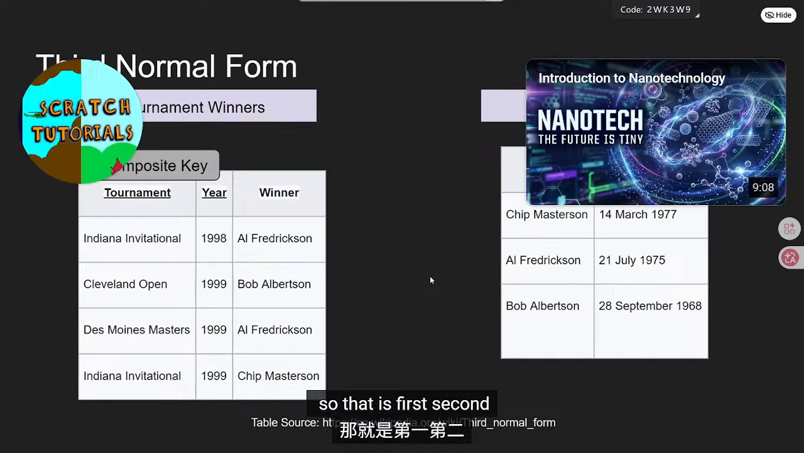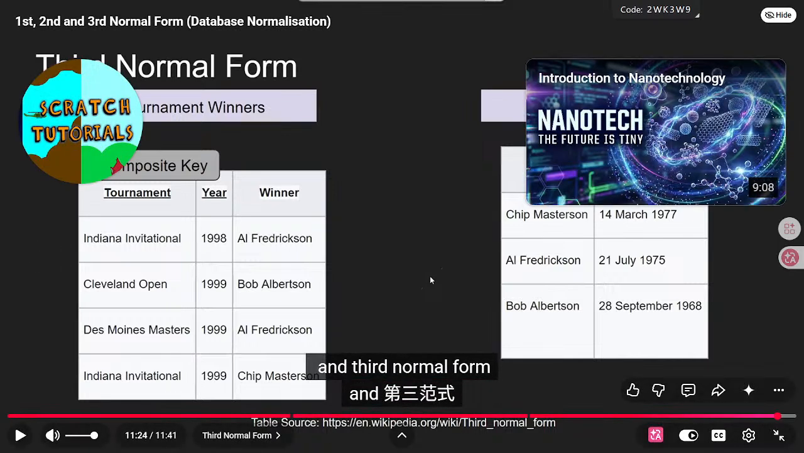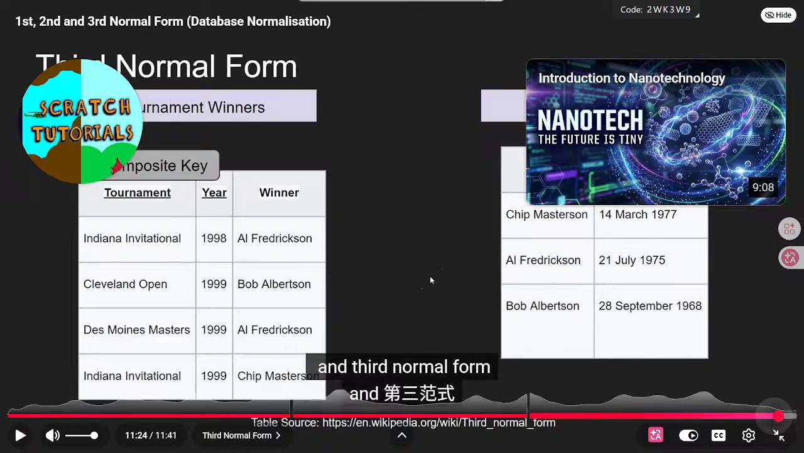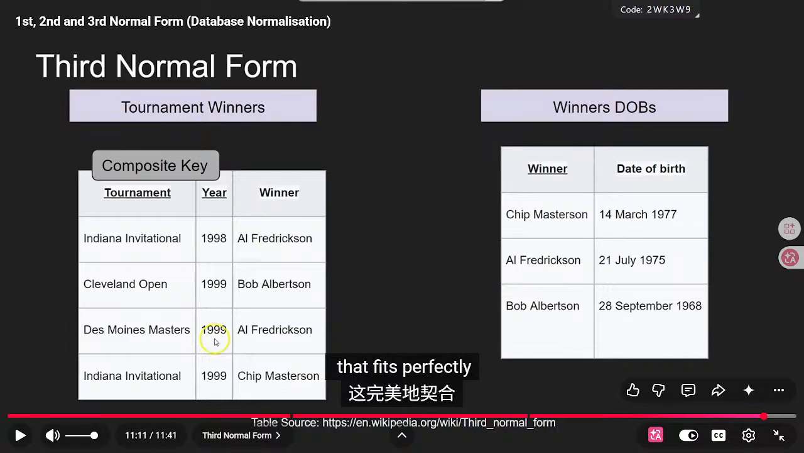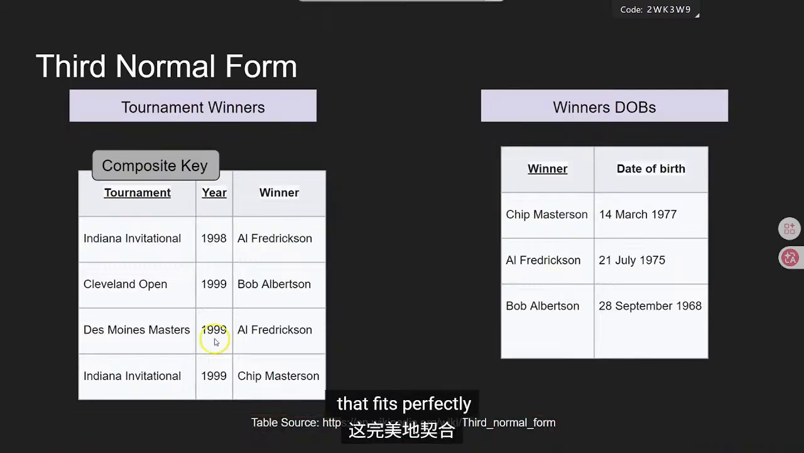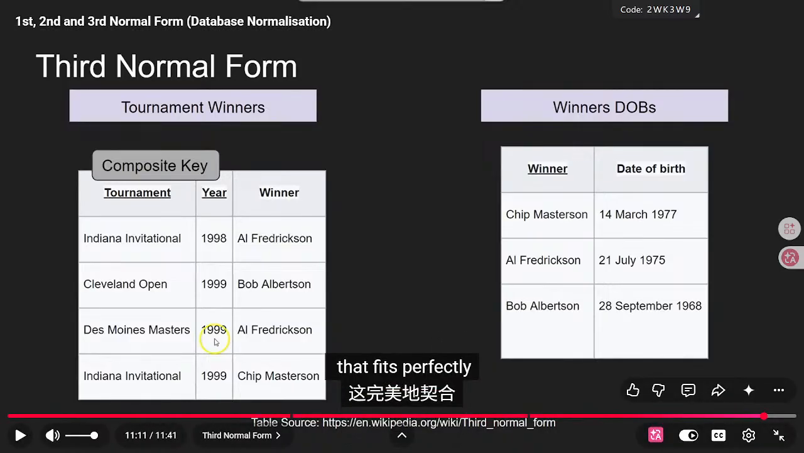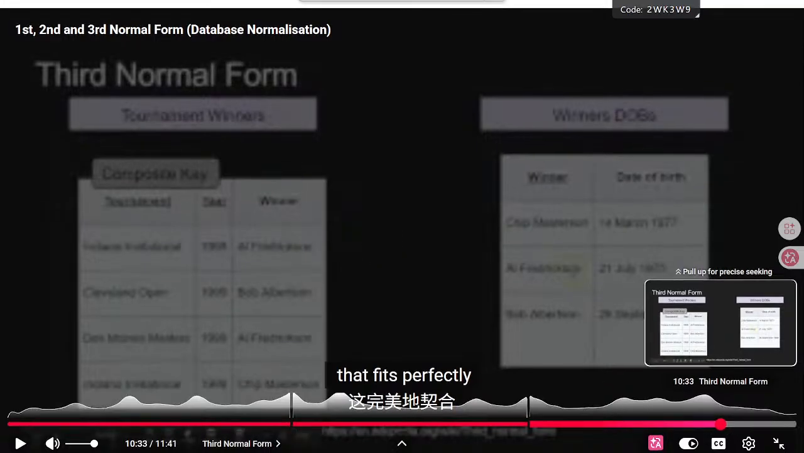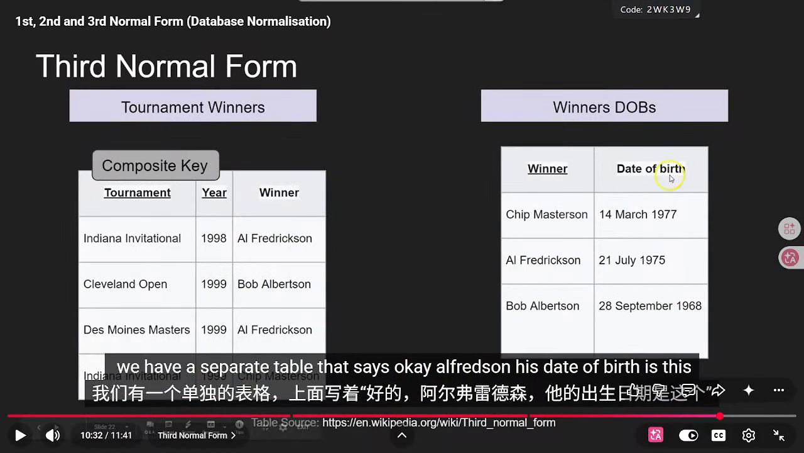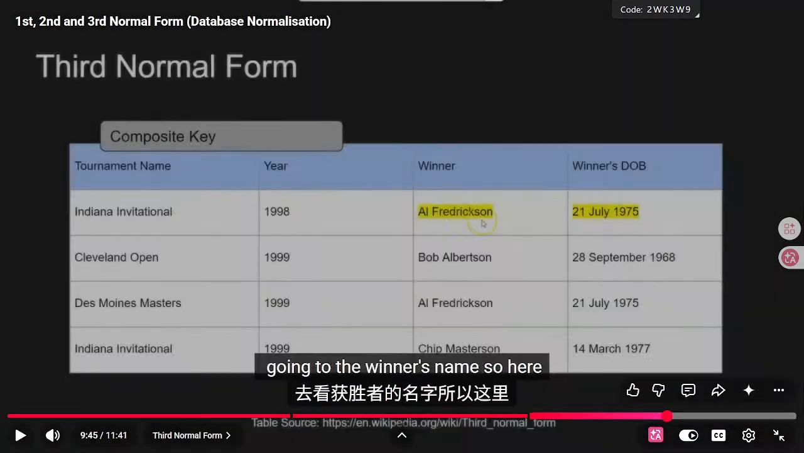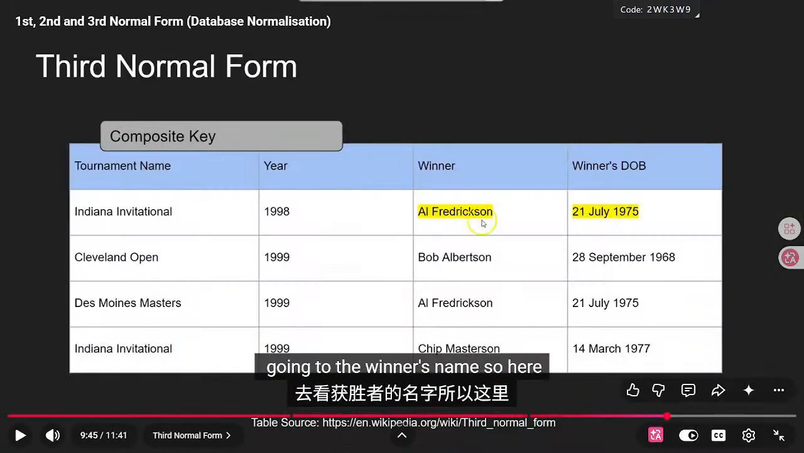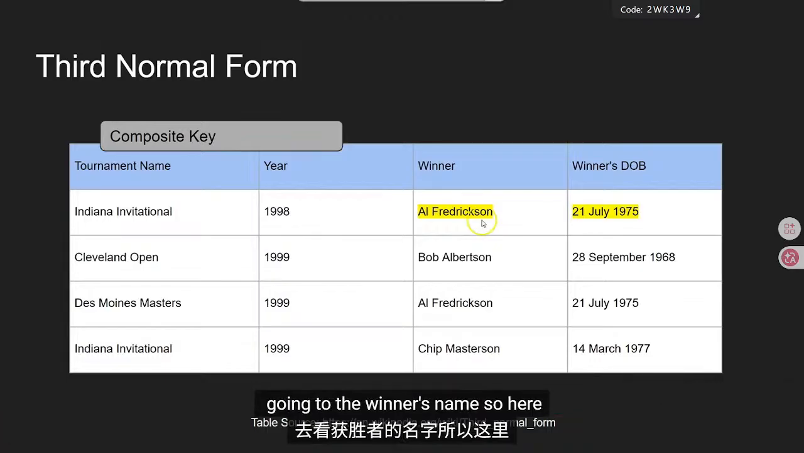So that is first, second, and third. This is the last example. The last example is when you can determine one cell from another cell. So for third normal form, for example, what does the normal form mean? It means that if you can determine a field from another field, like this, we have the winner and his date of birth. You see, we have the winner and the date.